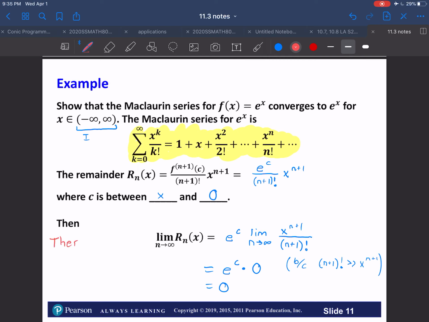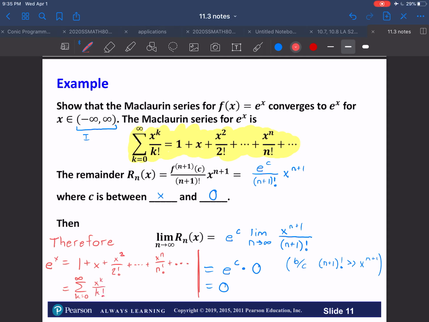Therefore, we can definitively say that e^x is equal to 1 + x + x^2/2! + ... + x^n/n! + ..., this continues on forever. It is equal to its Taylor series, to its Maclaurin series.